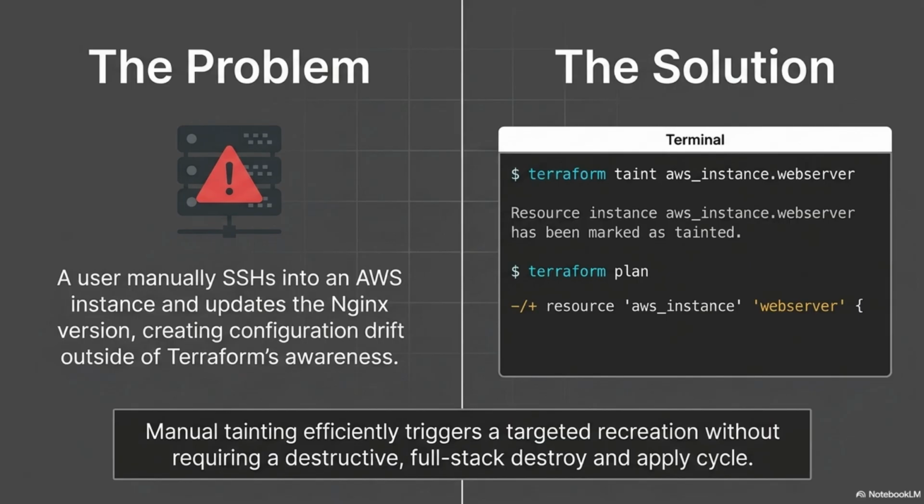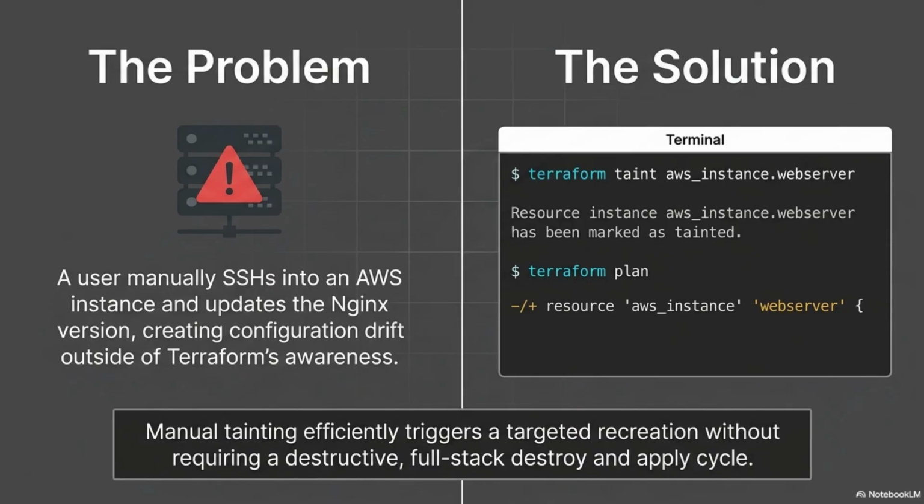The problem and the solution. Now let me show you a scenario where you need to trigger this yourself, manually. The problem. A developer SSHs directly into an AWS EC2 instance and manually updates the Nginx version. Maybe they were testing a hotfix. Maybe they were in a hurry. Whatever the reason, the server now has software on it that Terraform doesn't know about. The state file thinks it's still on the old version. Configuration drift has occurred, and Terraform is blind to it.